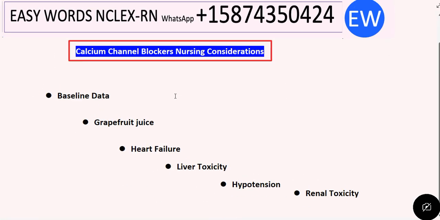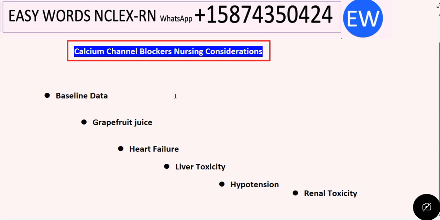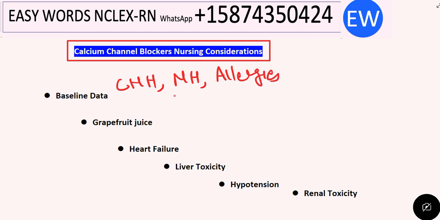Nursing considerations for the calcium channel blockers. Number one is baseline data. Prior to starting any client on the calcium channel blockers, nursing should obtain the complete health history of the client, obtain the medical history, check for any allergies that the client might have, and also check the vitals, get an ECG done, and a complete blood work.